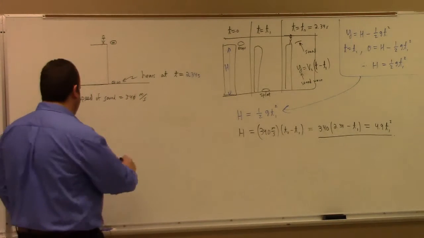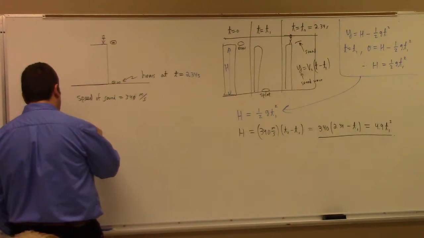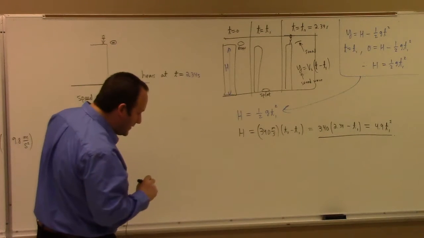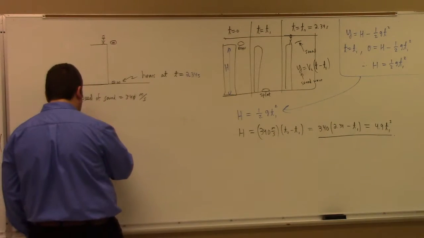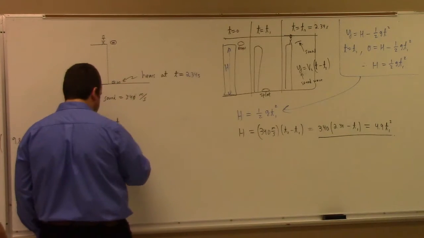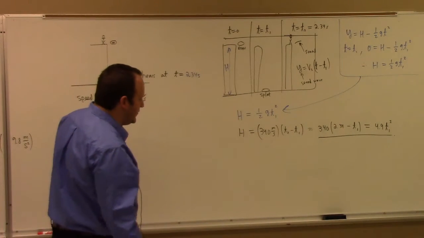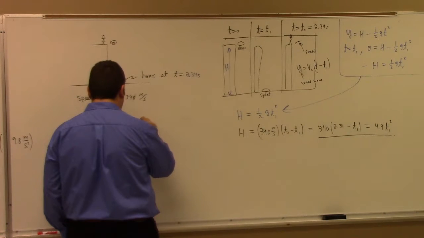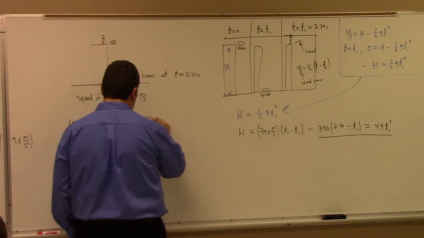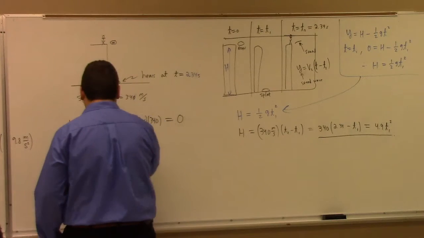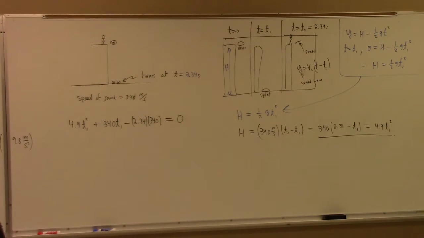Let's see here. So I got 4.9 T1 squared plus 340 T1 minus 2.34 times 340 equals 0. And that's a quadratic equation. I can solve it, right? This is not a pretty factoring problem. This is an ugly numerical problem. It gives me no joy to solve this. I will feed it to my quadratic solver.